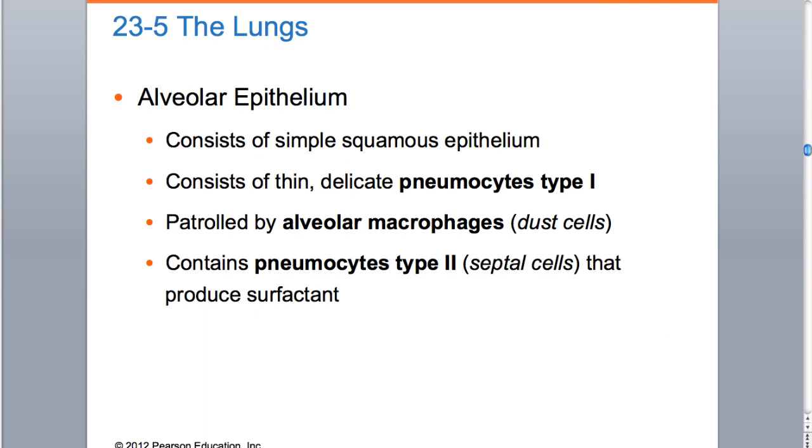Next slide. We've already talked about this. We've already mentioned dust cells, alveolar macrophages. We already know that it consists of what? Simple squamous epithelial. We saw that at the beginning of the chapter. So simple squamous epithelial, and it contains or is patrolled by alveolar macrophages. Next slide.